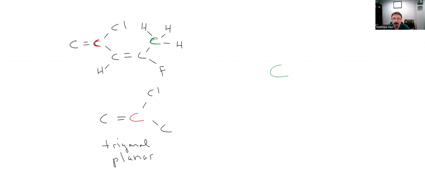Then I've got hydrogen, hydrogen, that other carbon, that other hydrogen. Here, let's move this guy. So now I've got 4 single bonds out to everything else. No lone pairs. So this is going to have tetrahedral geometry.